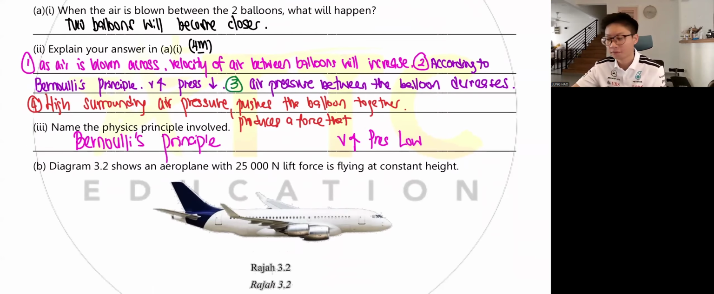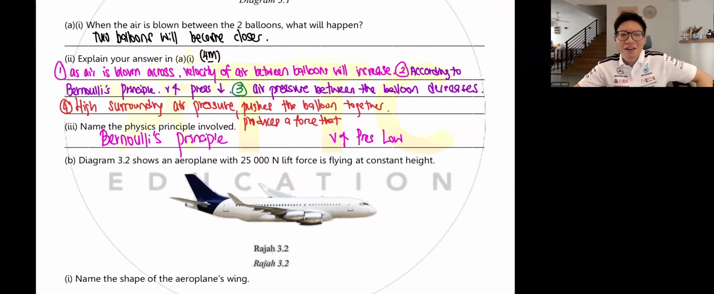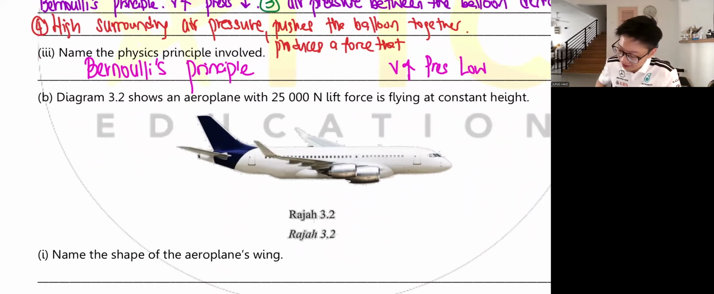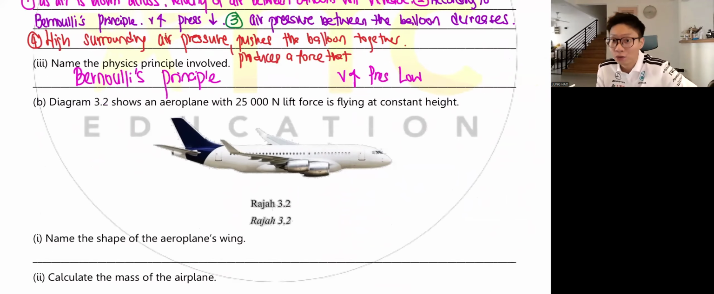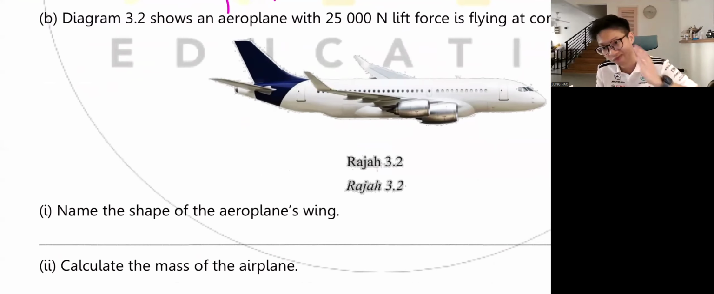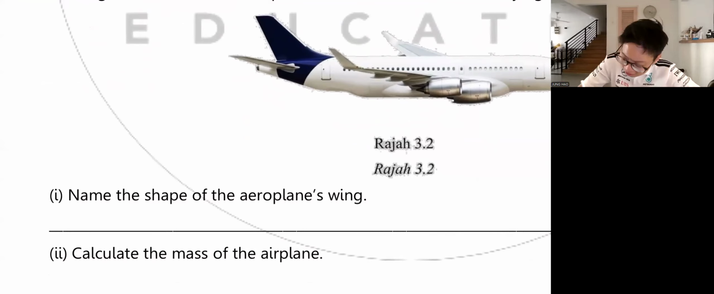Okay, guys, this is challenging. Come on, continue. So, aeroplane, 25 Newton. Guys, the aeroplane wing, what do you call its shape? It was flat shape. Gone lah, you go out, you don't tell people, shy.